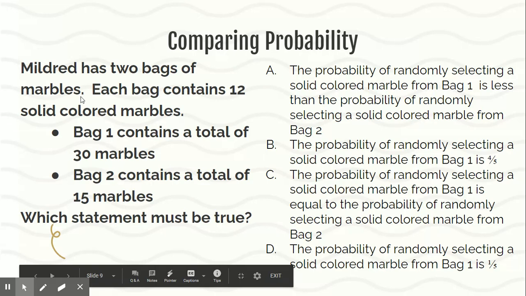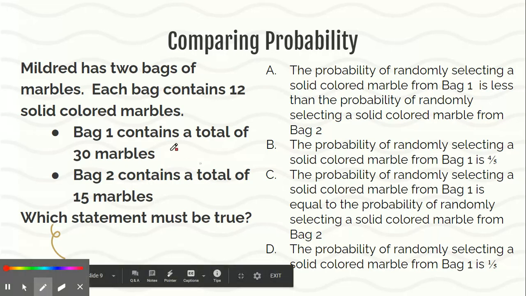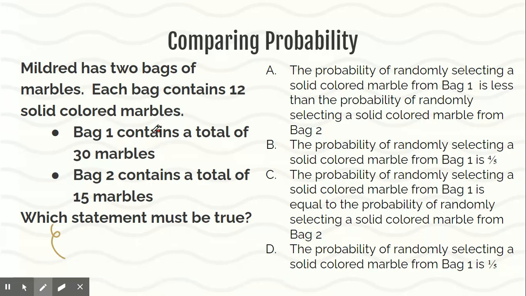Mildred has 2 bags of marbles. Each bag contains 12 solid colored marbles. Bag 1 contains a total of 30 marbles, and bag 2 contains a total of 15 marbles. Which statement must be true? The first thing I want to do is find the probability. So what is in bag 1? Bag 1 contains a total of 30 marbles, and each has 12 solid colors.